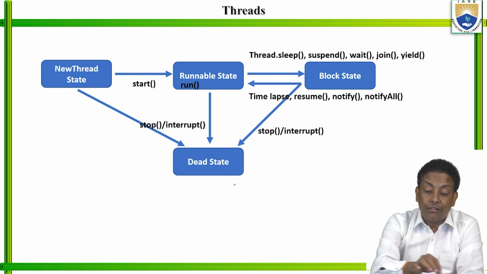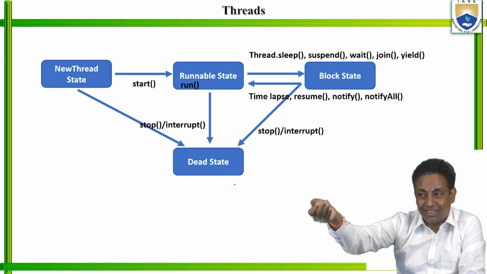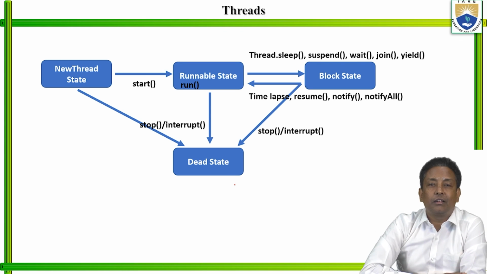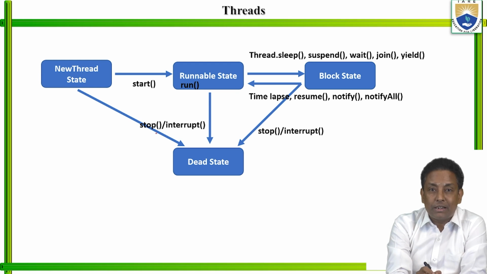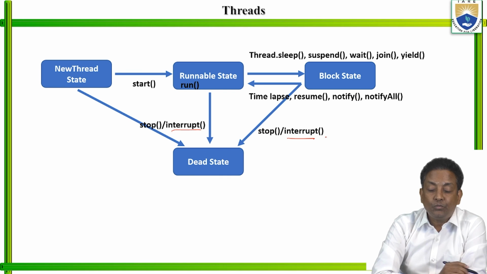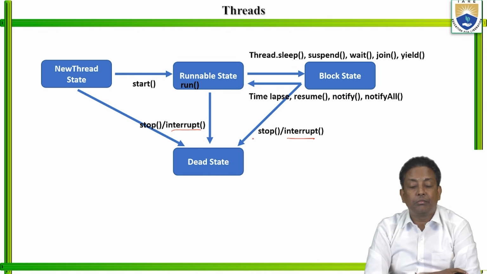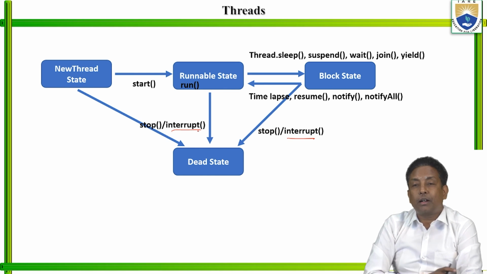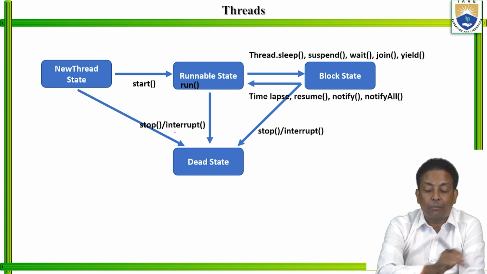But from any one of these states, if you want to bring the thread forcibly to the dead state, then you can call stop or interrupt. Stop is a deprecated method, so you call the interrupt method. From the new thread state, the runnable state or the block state, you call stop or interrupt, and your thread will immediately stop.